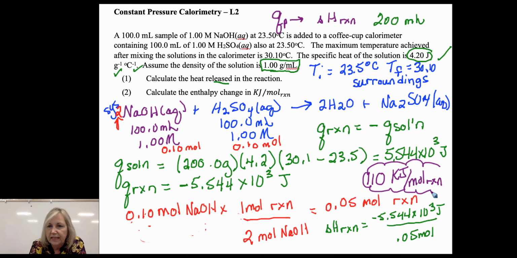Okay, so that's how you would do these types of calorimetry problems. Remember, just like the amounts of products that form are dictated by our limiting reactant, so too is our heat released or absorbed limited by the limiting reactant.